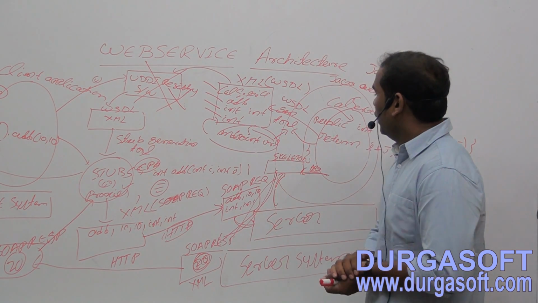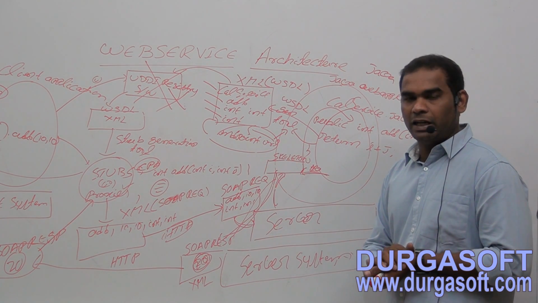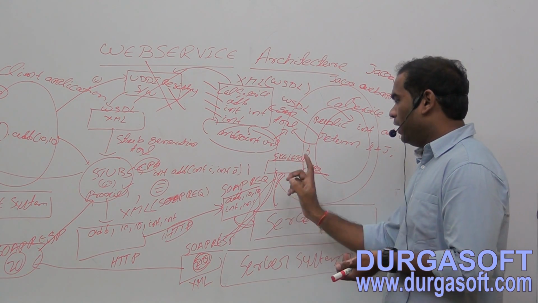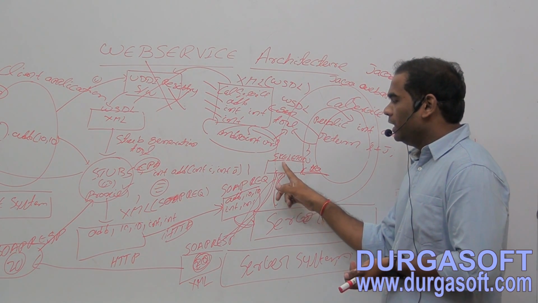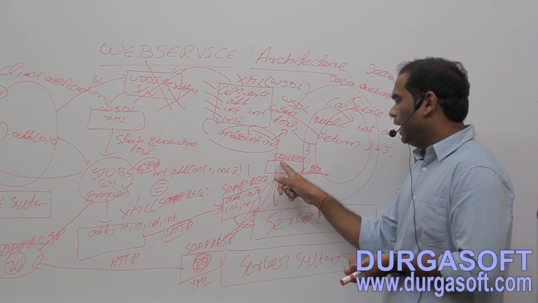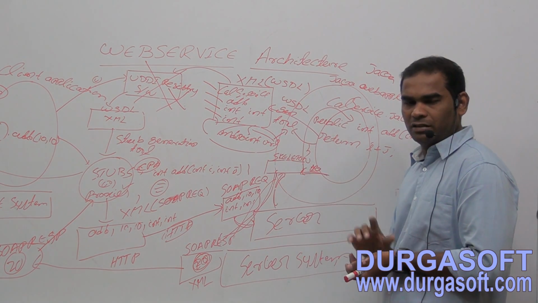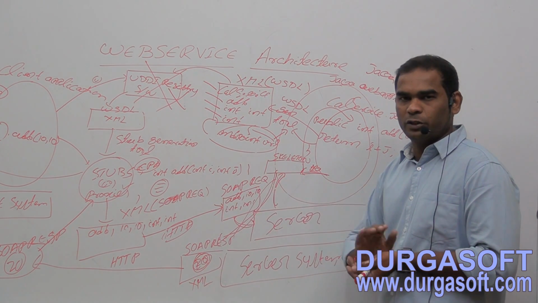Now coming to the skeleton. Skeleton is a predefined class. What is the responsibility of the skeleton? The skeleton will get the method details from the SOAP request, and it will invoke that client-requested method on the actual service class. It will get the return value. That return value will be stored in this SOAP response.